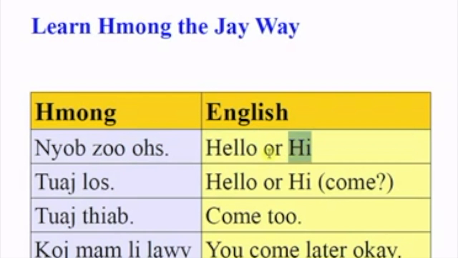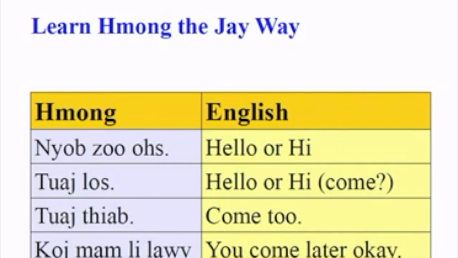Means hello or hi. Tuo lo means hello, hi, or come to. Tuo tia means come to. So for example, you could say go tuo tia. Go tuo tia means you come to. Go ma li lao ka o means you come later, okay? Or you leave later, okay?